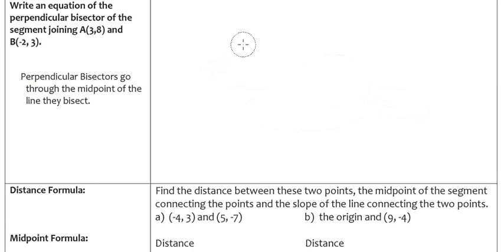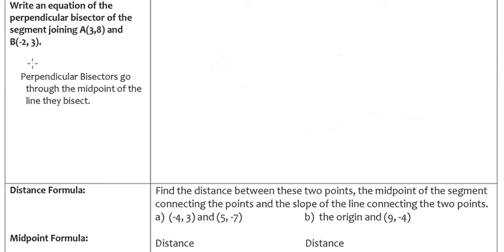All right, next portion here. Write an equation of the perpendicular bisector of the segment joining the points, point A, which is (3, 8), so x value of 3, y value of 8, and B, which is at (-2, 3).